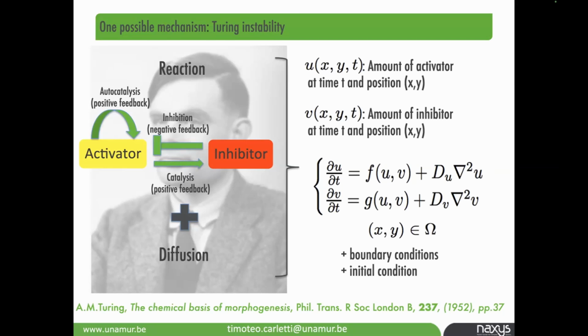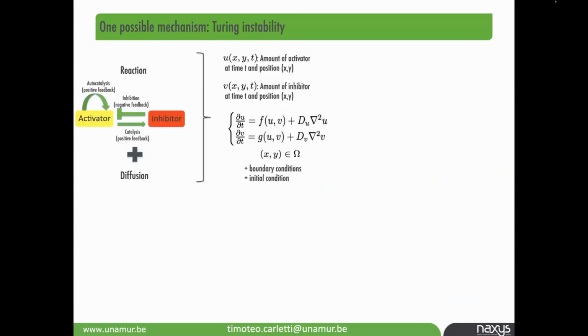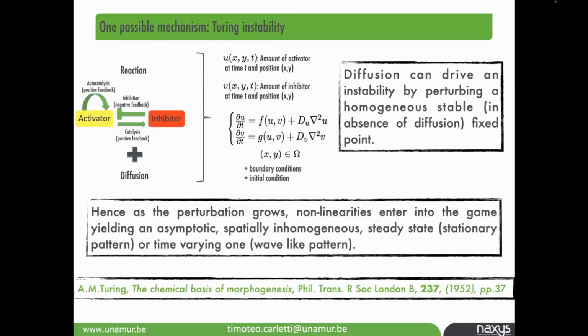So with this idea, what Turing proved is indeed that you can have a diffusion-driven instability. Starting from a homogeneous solution, which is of course a solution of both equations, because the Laplacian operator vanishes when you have a constant function, constant in time, constant in space, u and v are the solution of the reaction diffusion. So you have a homogeneous solution, which is a solution of this equation, but becomes unstable because of the diffusion.